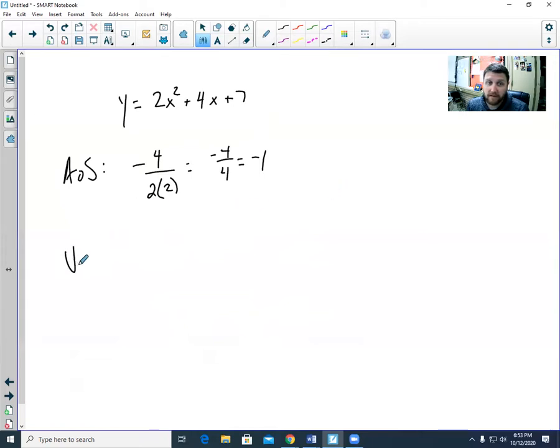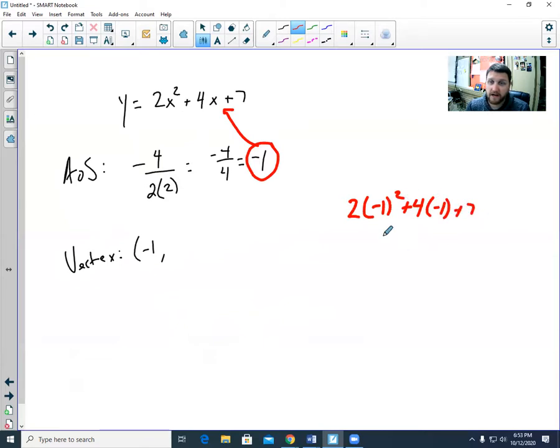Okay? Now, if I want to find the vertex, I'm going to take that point that I just found, negative 1, comma, and I'm going to plug this into here. So it's going to be 2 times negative 1 squared plus 4 times negative 1 plus 7. So negative 1 squared is positive 1, 2 times 1 is 2, minus 4 plus 7. 2 minus 4 is negative 2, plus 7 is 5. So that tells me that my vertex is going to be at the point negative 1, 5. Now finally, the last part, this tells us where our y-intercept is going to be. So I know that my y-intercept is going to be the point 0, 7.